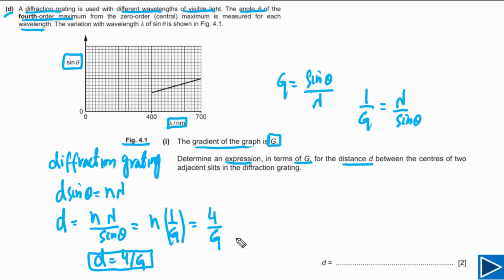This question has 2 marks. The first mark you will get if you have written this equation. So you will get the first mark, and this one is a C1 mark.